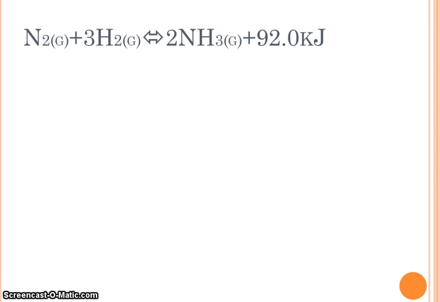So let's use this as an example. Let's say that we've got nitrogen gas and hydrogen gas, and we produce ammonia, plus it's got in there the fact that it's an exothermic process. It gives us the energy that's released during that process. So 92 kilojoules of energy. And the system's at equilibrium.